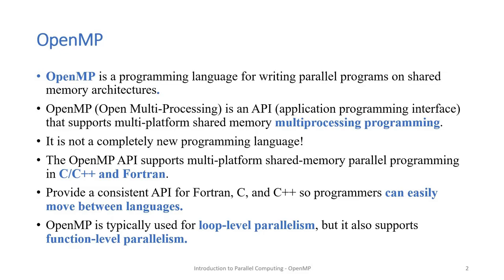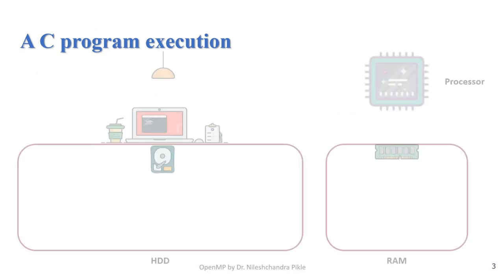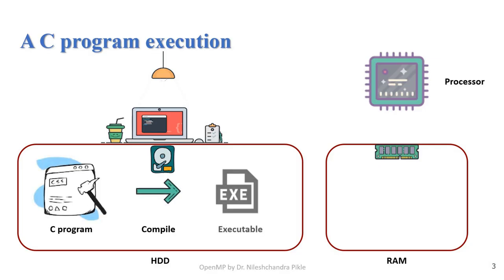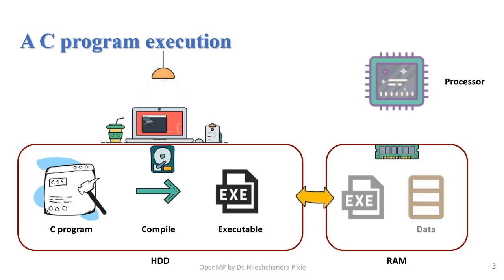Now, OpenMP is generally used for loop level parallelism, and it also supports functional level parallelism. We will see all those things later. So a typical C program looks like that. You basically write any C program, and you create an executable file and run it on a processor. That is what you do.